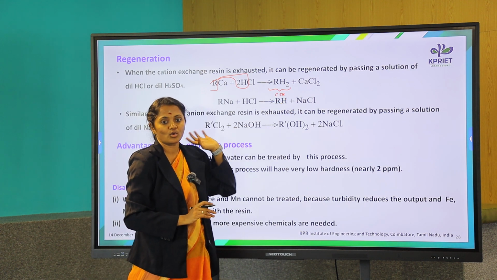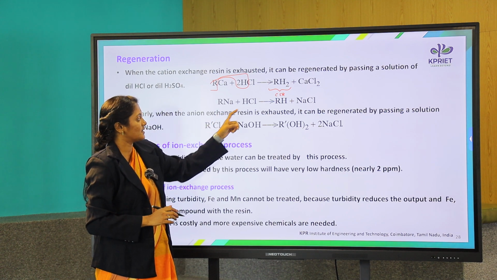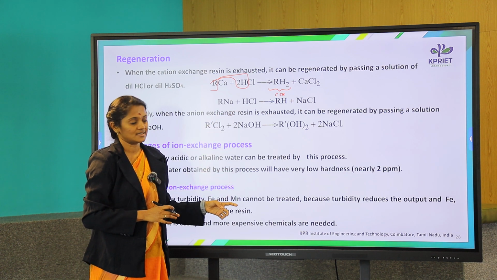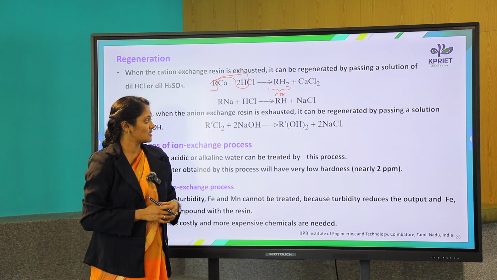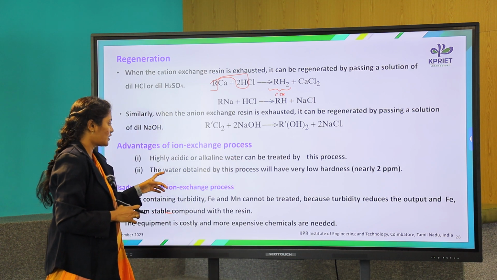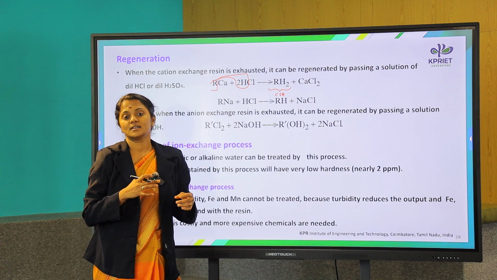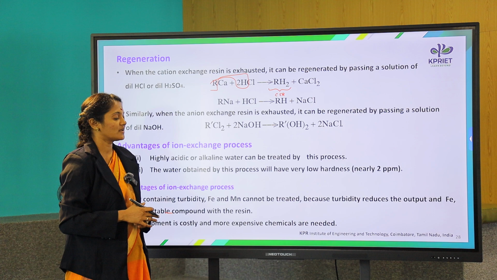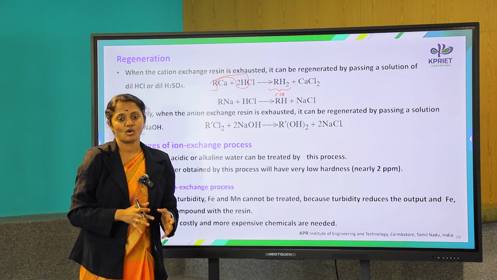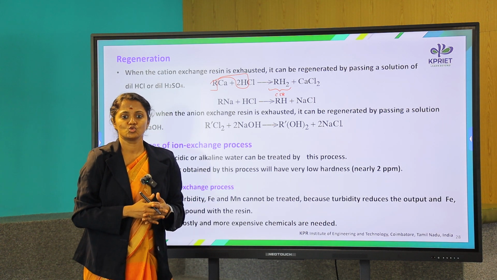Then this calcium chloride is left as such. RNa plus HCl gives RH plus NaCl. R' Cl2 plus 2NaOH gives R'(OH)2 plus 2NaCl. Advantages: in this method we can treat highly acidic and alkaline water. Then the water obtained by this method will have lower hardness. It will be much less than 2 ppm.